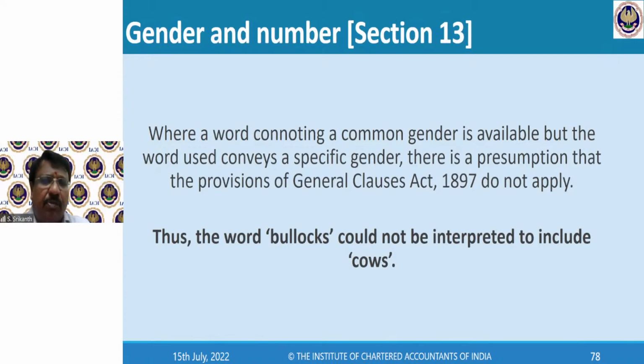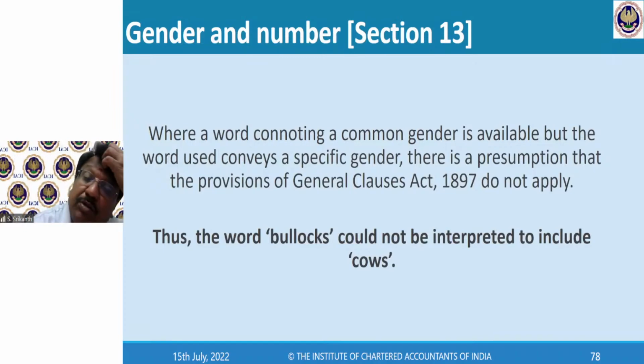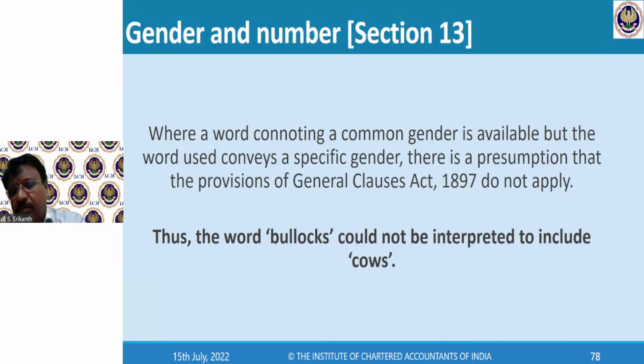So bullocks means immediately it will be only male. Because if you wanted both, then cattle is there. Instead, you specifically use the word bullock. That means only male is indicated. In those cases, you cannot include female, that is cow. Hope you understood this. So wherever there is a common term which combines both the genders, then when such a word is there, you cannot use this rule.